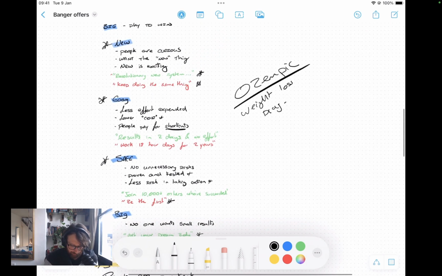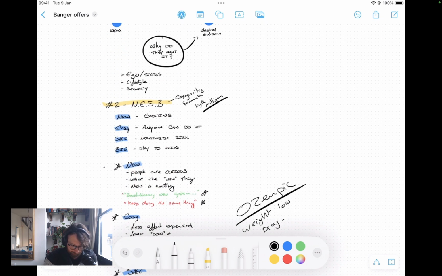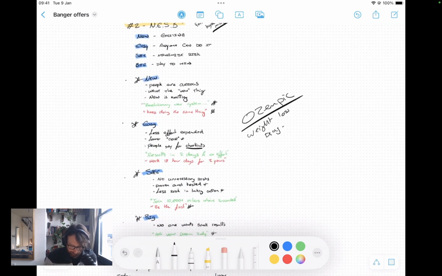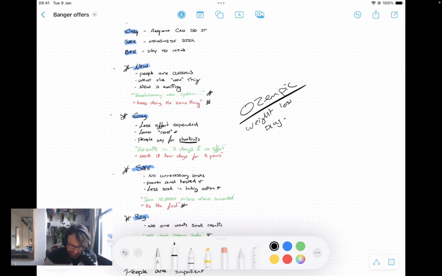Ozempic went absolutely crazy because it hit these four things and it helped people hit that big transformation that they wanted, which is to lose however much weight. There are downsides to it, of course, but it hit all of those things, and that's how it managed to explode. It's new, it's easy, it's safe, it's big.